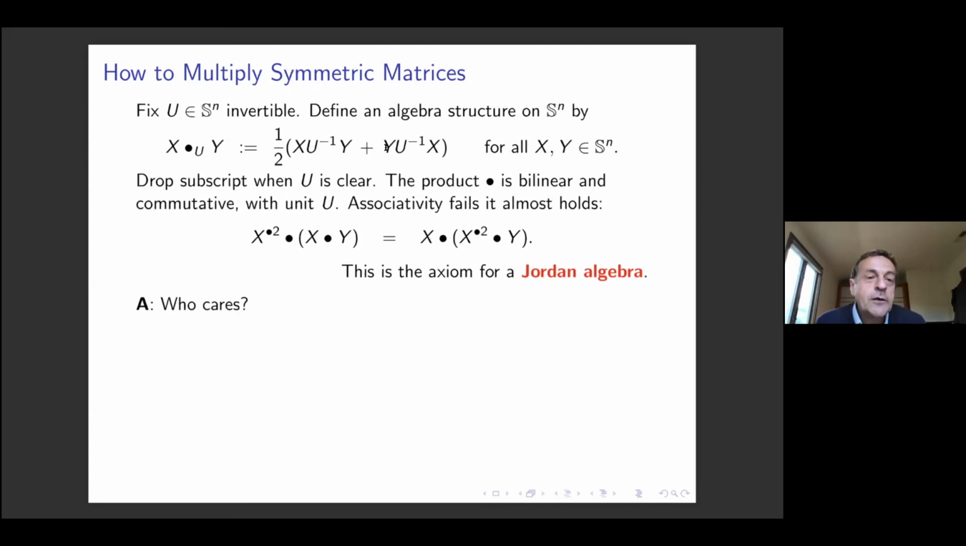Now, if we take U to be the identity matrix, which we may, then this is simply the average of XY and YX. So this is again a symmetric matrix. So this is a way of multiplying two symmetric matrices and making another symmetric matrix. We drop the subscript at the bullet if U is understood. Now this product is bilinear, it's commutative, and U is the unit. It's commutative, but it's not associative.